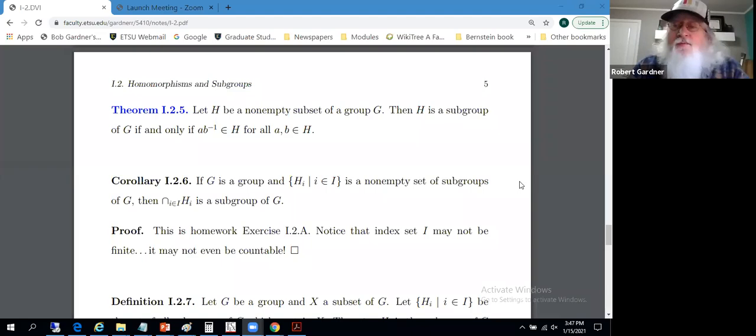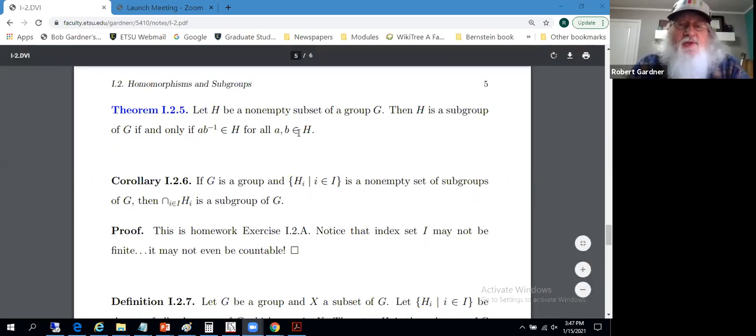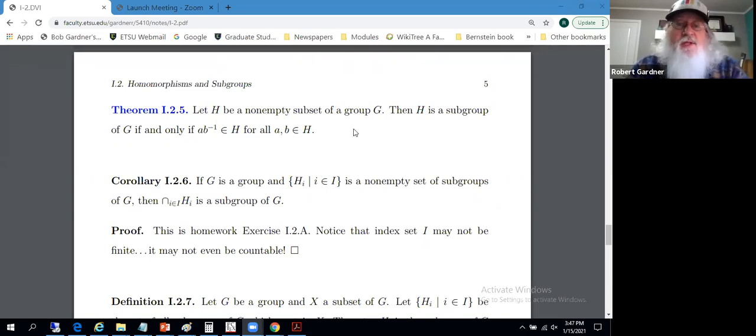So let's finish up with section 1.2. Okay, we left off with theorem 1.2.5, a very useful result for establishing that a set of elements from a group actually is a subgroup.